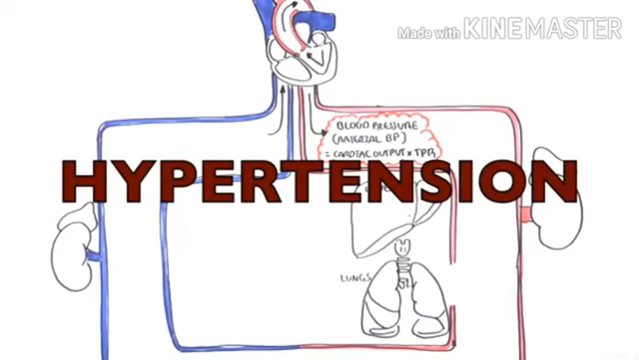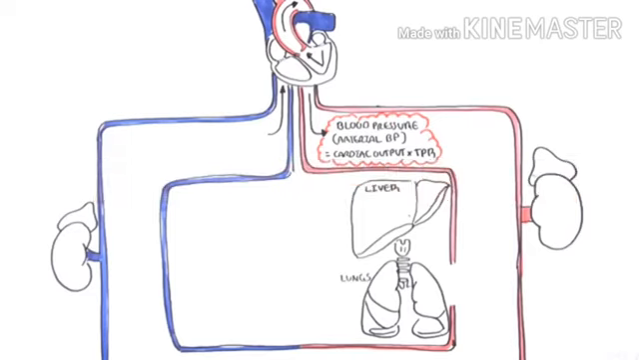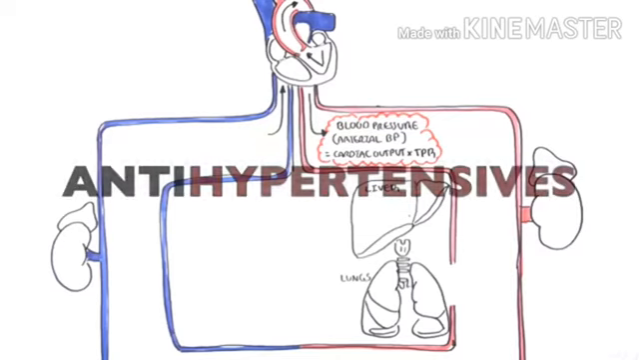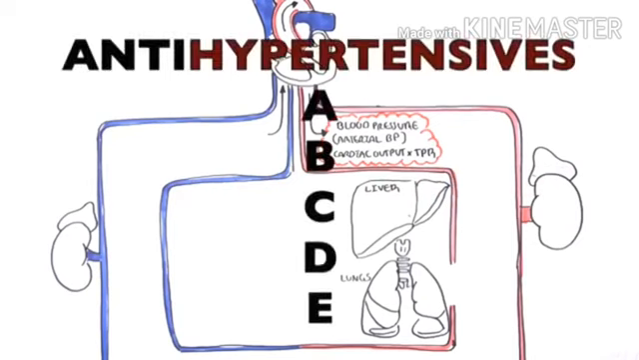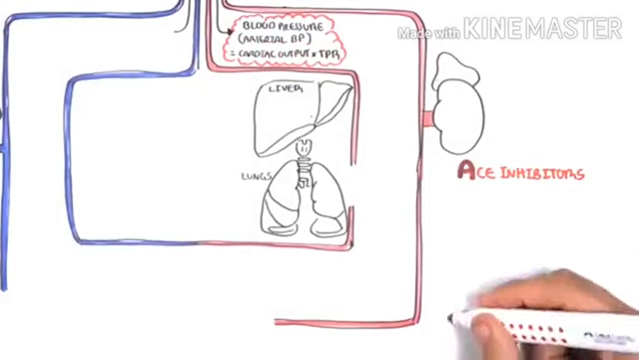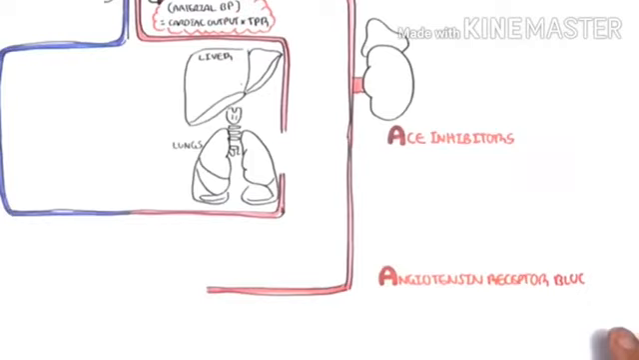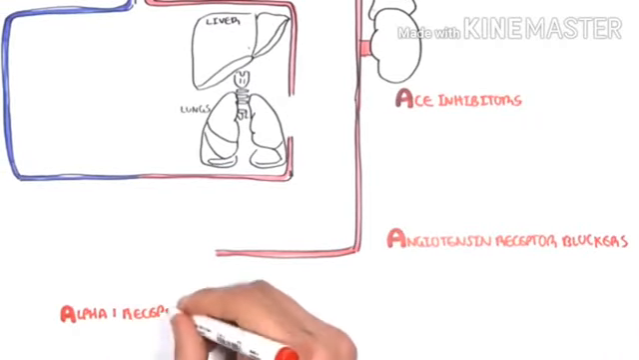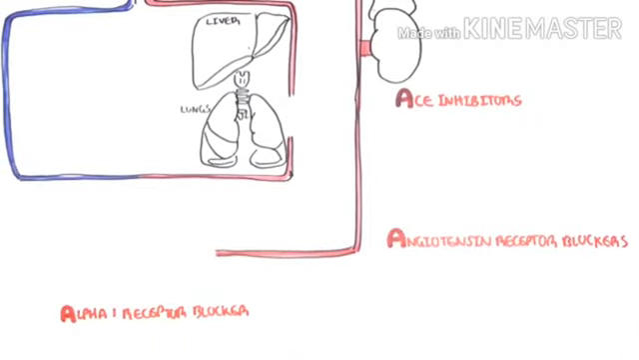In order to treat hypertension, we are going to use different types of drugs. The drugs which lower the blood pressure, or which are used in the treatment of hypertension, we call antihypertensives. Clear? Antihypertensives can be remembered by remembering the alphabets A, B, C, D, E. The first A indicates angiotensin converting enzyme inhibitors, the second indicates angiotensin receptor blockers, and the third indicates alpha 1 receptor blockers.